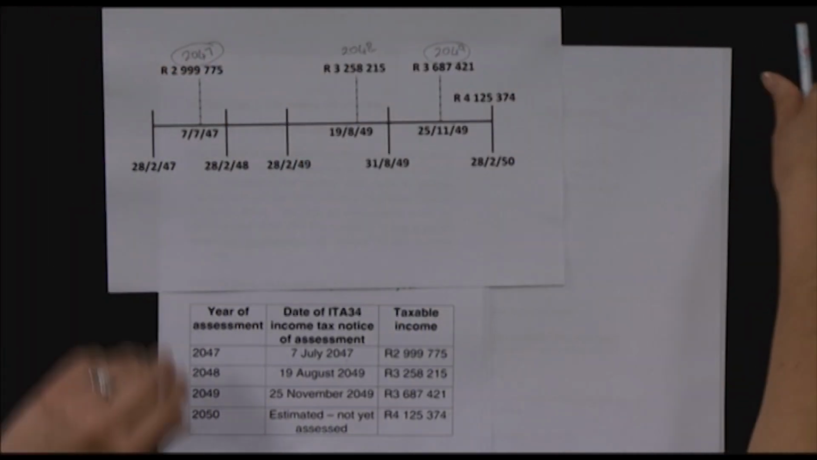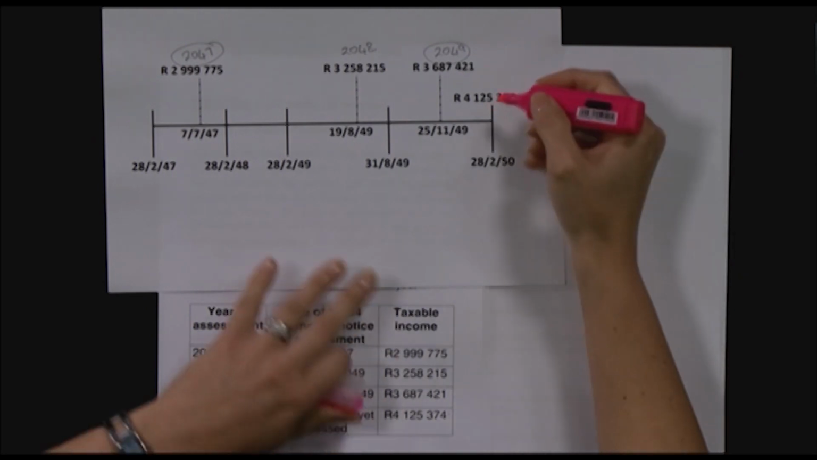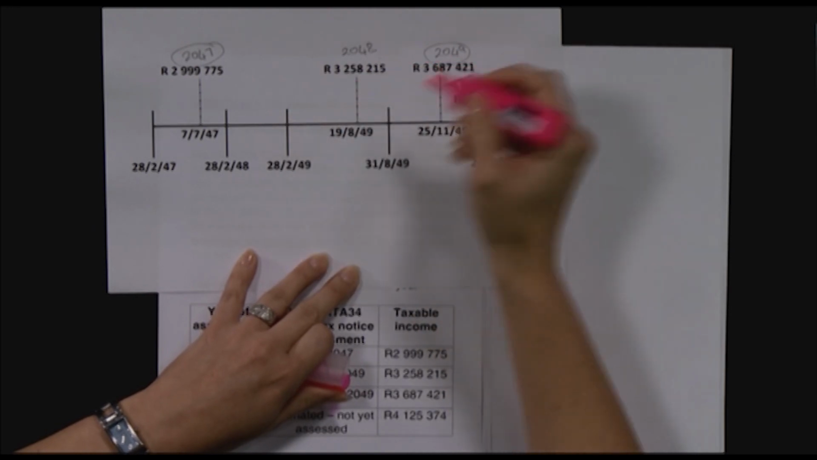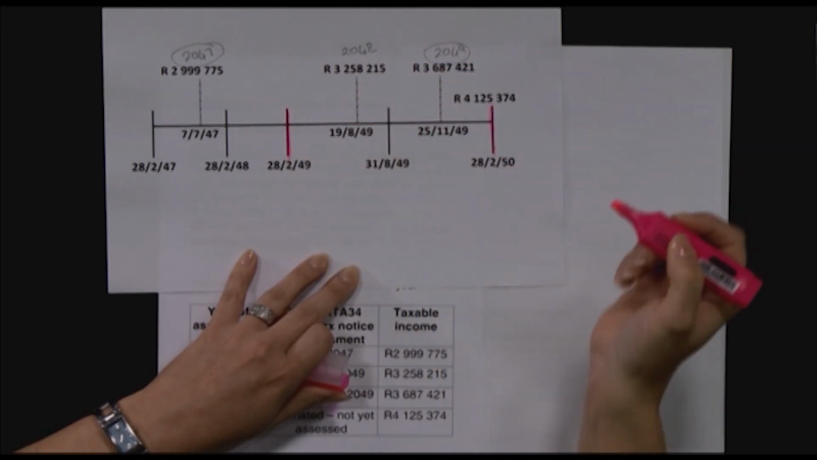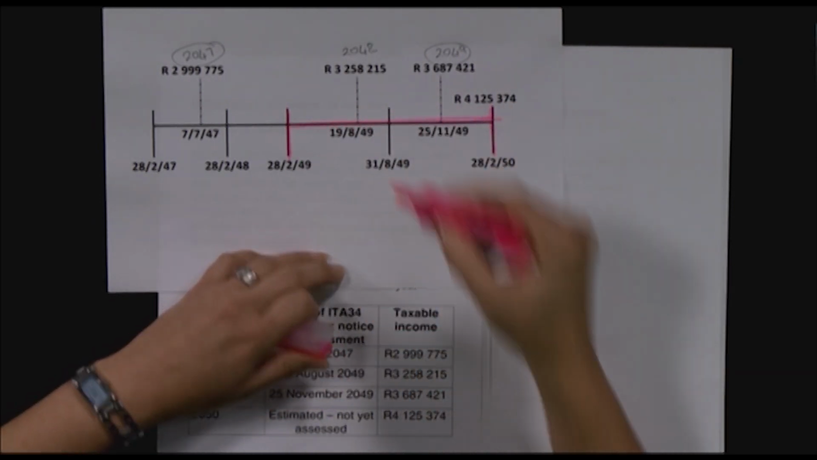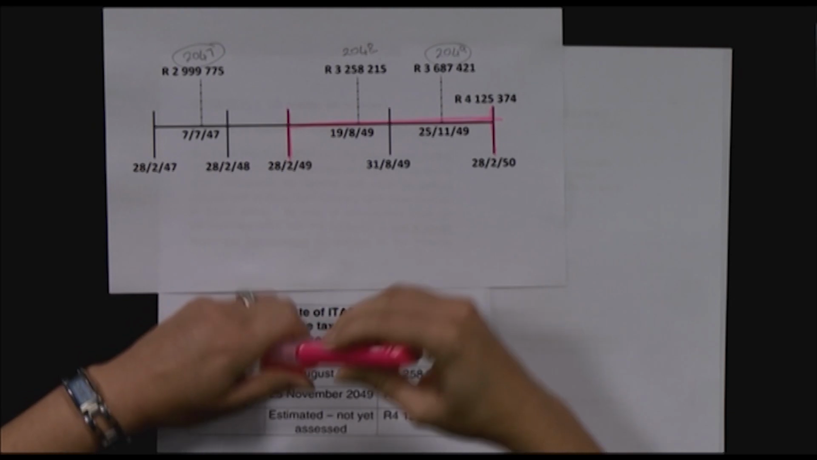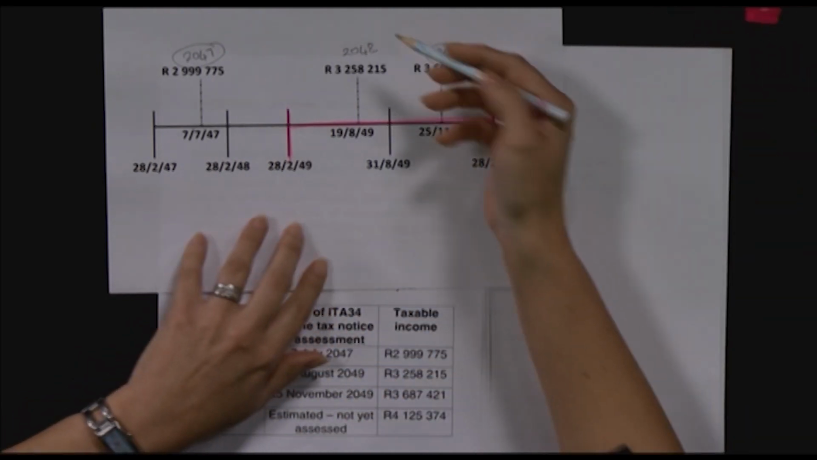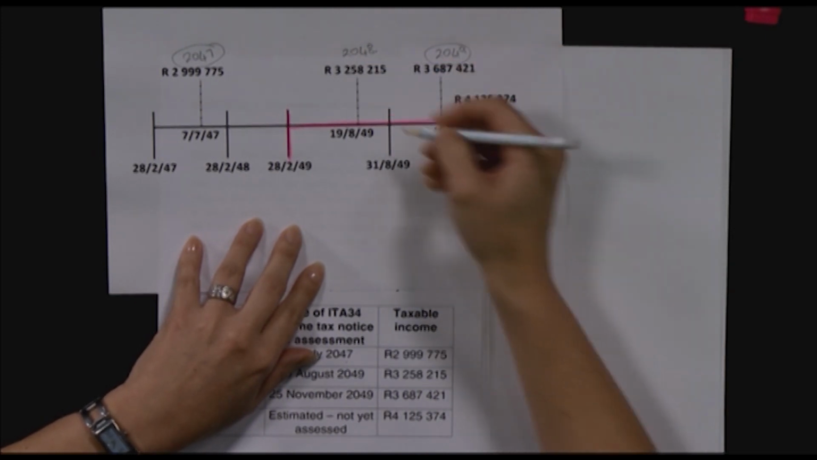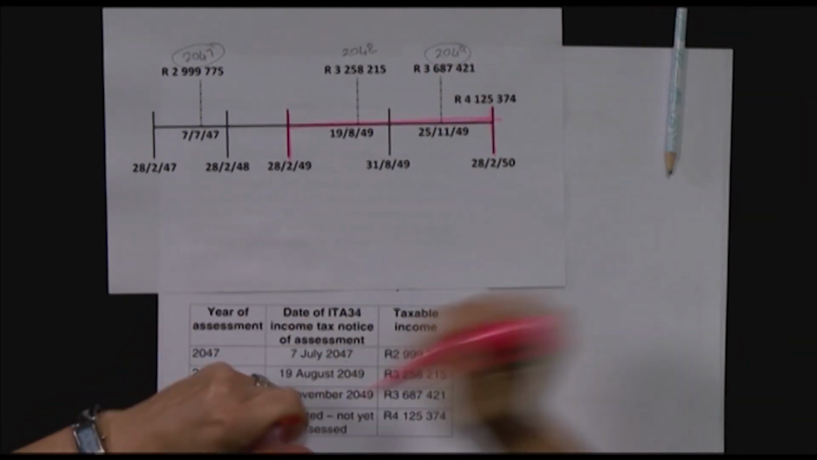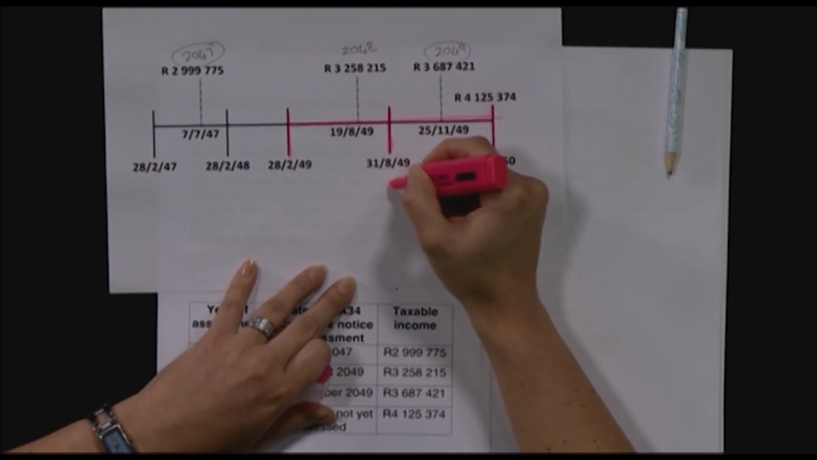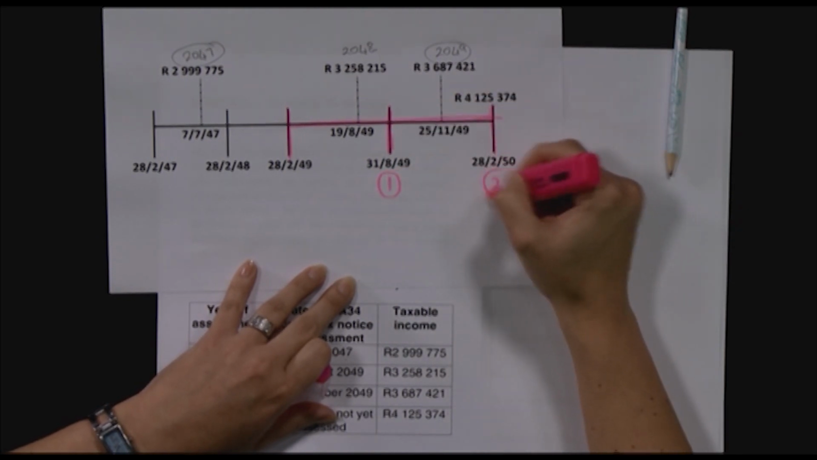Now, if I look at my timeline again, my current year of assessment ends on 28 February 2050, and it starts at the end of the previous year of assessment and runs for that period. So this is my current year that I'm working with. Now, the first rule says that I want to determine the amount that I'm going to base it on, the basic amount. The first provisional payment is due 6 months into the year, on 31 August, so this is my first payment, and obviously the second payment will be there.